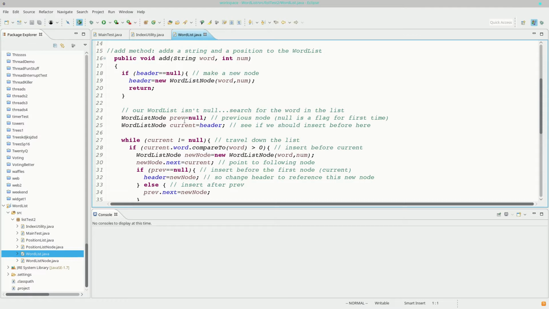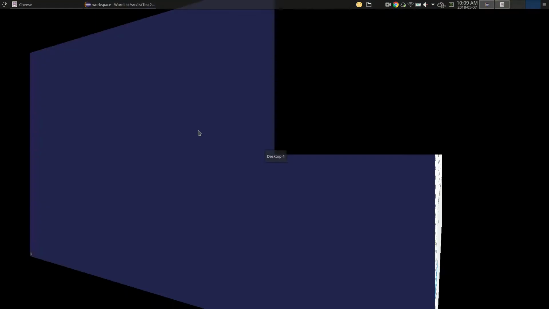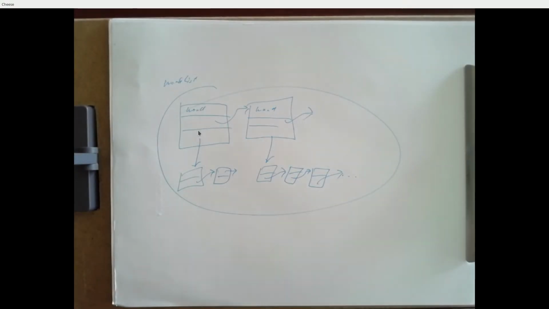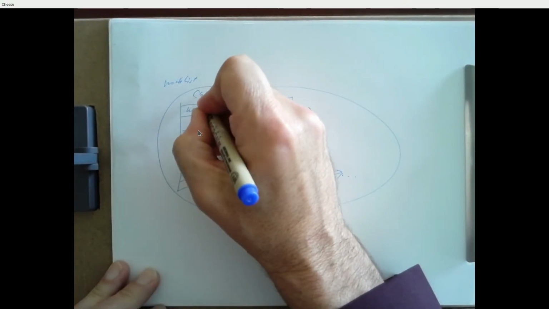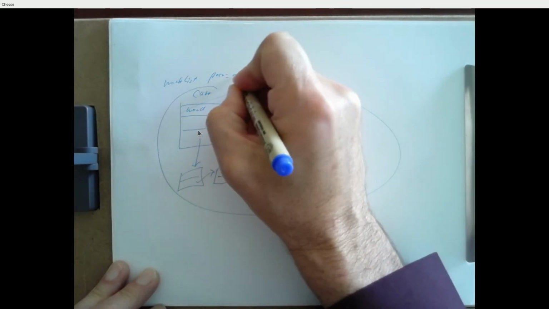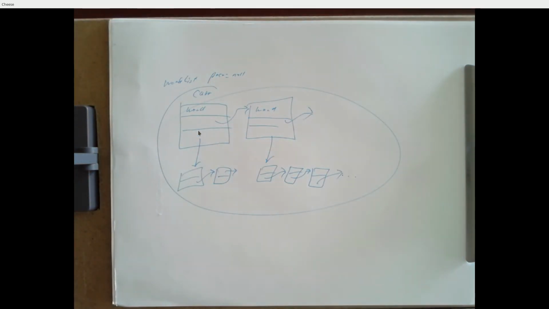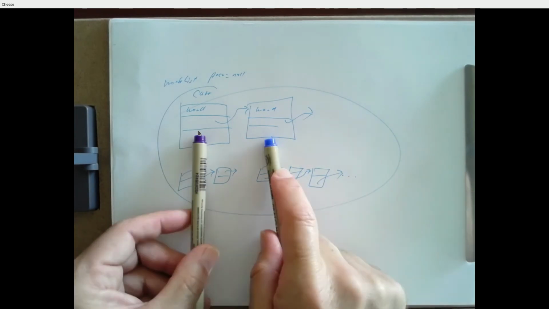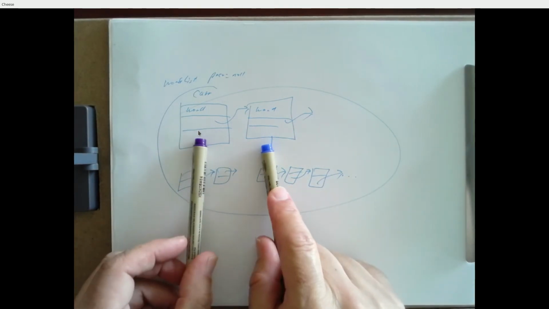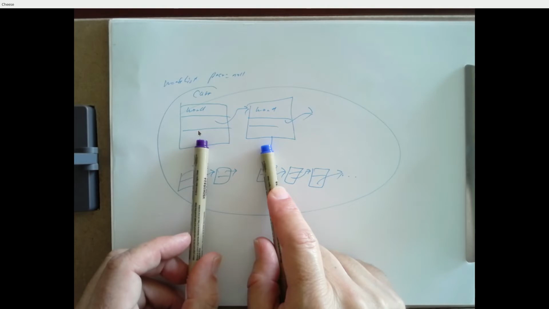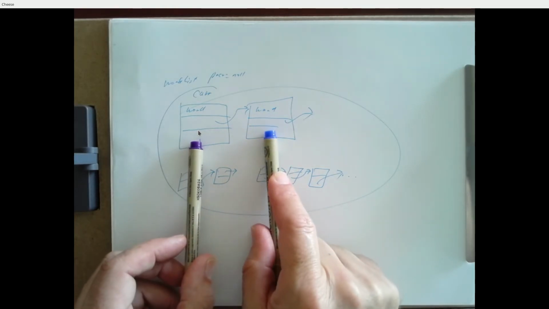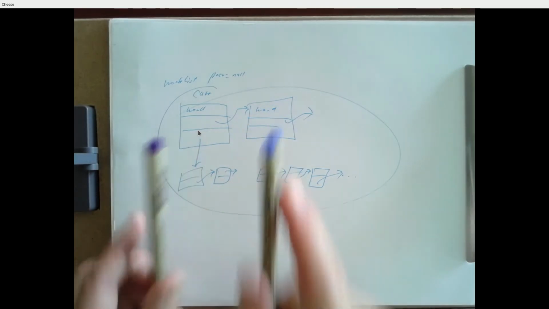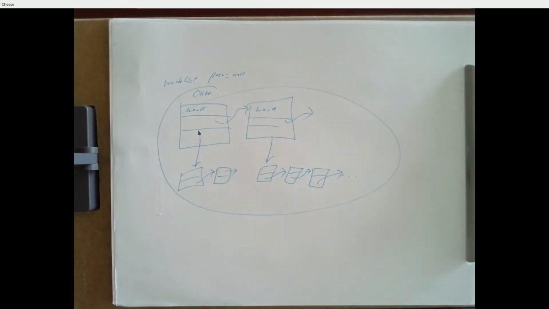Otherwise, I did the thing with the previous and the current pointer. So I started current here, and the first time through I set previous to null. But then after that, as I move through, previous will be the prior node, current will be the next node, and we're trying to find a spot where we're inserting in between previous and current. So we compare the word in the current node to the word we're trying to insert. And if current comes after, then we know we're at the insert point.